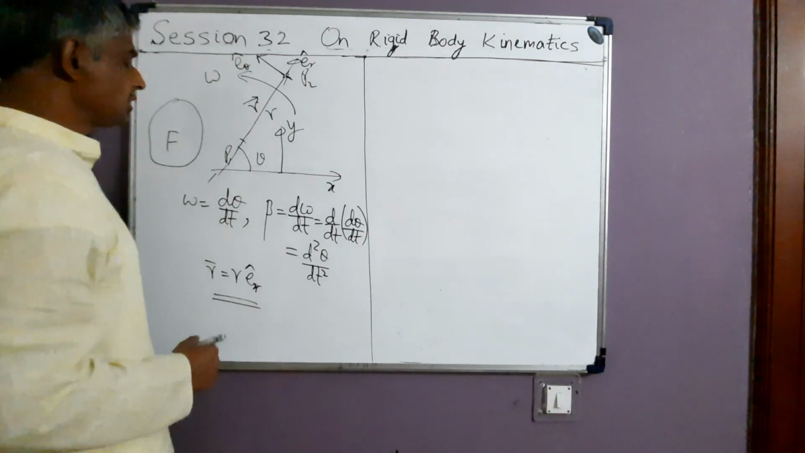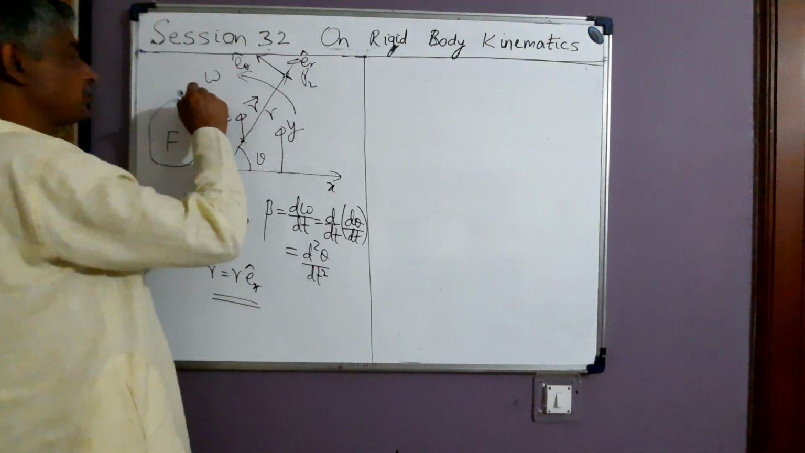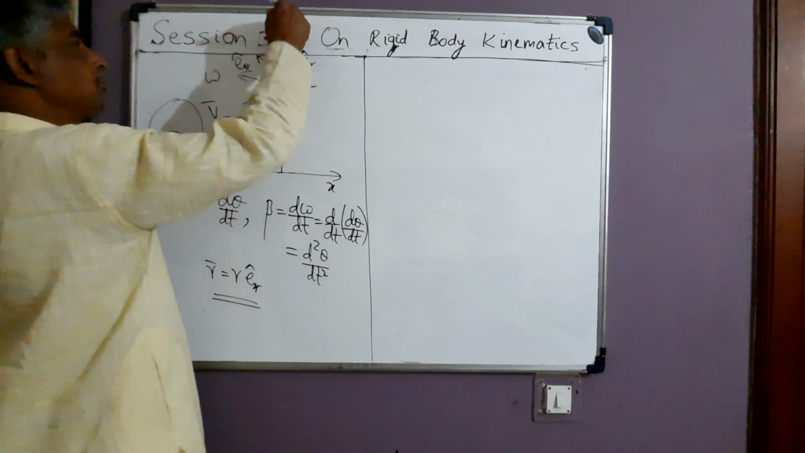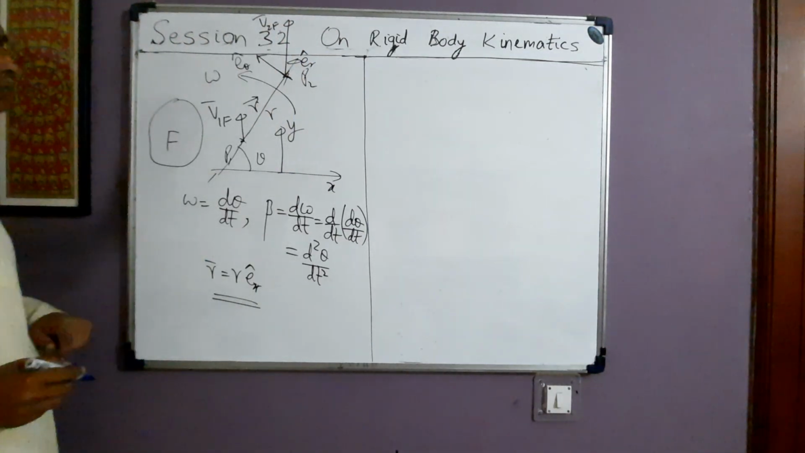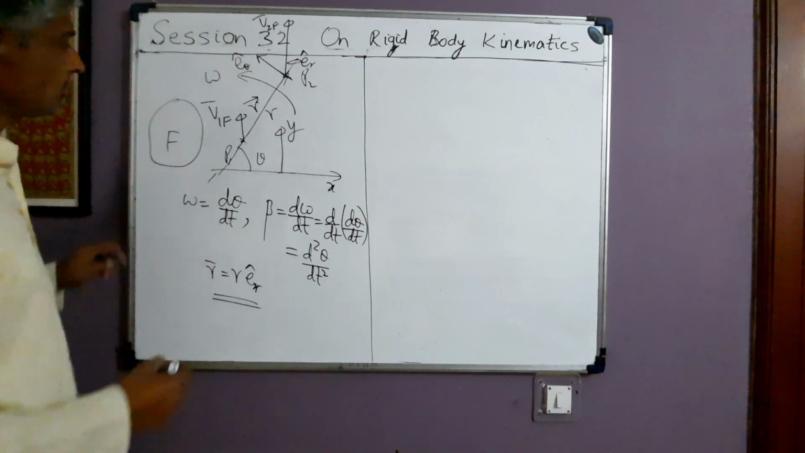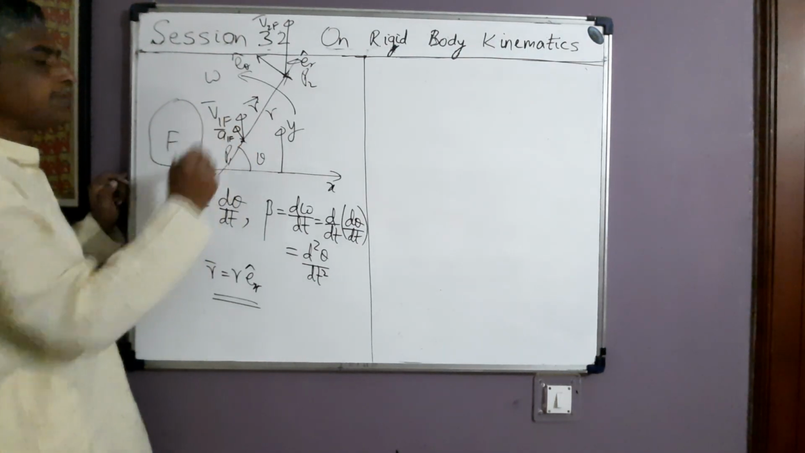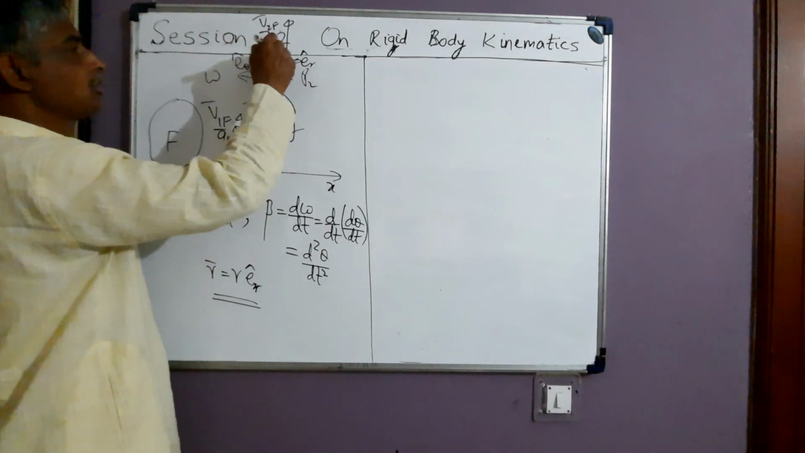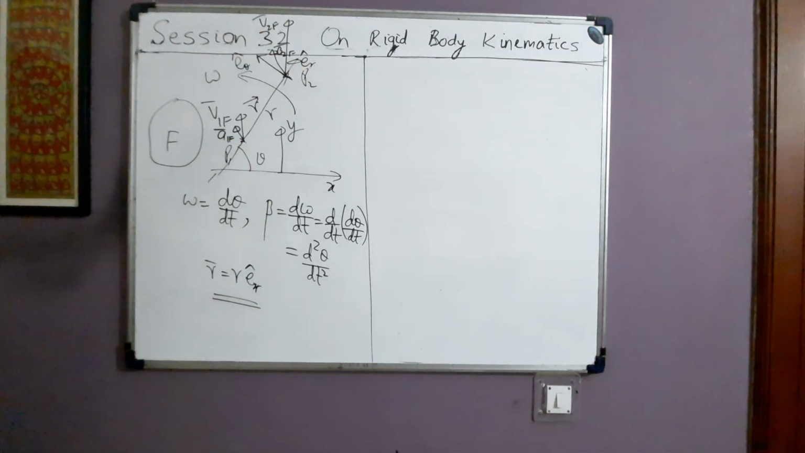Let us assume that the velocity of P1 with respect to frame F is V1F and the velocity of P2 with respect to F is V2F. Also let us assume that the acceleration of P1 with respect to frame F at time t is A1F and the acceleration of P2 with respect to frame F at time t is A2F.